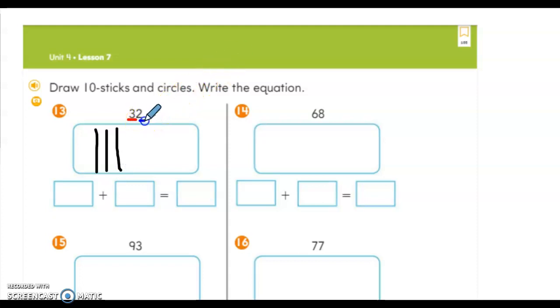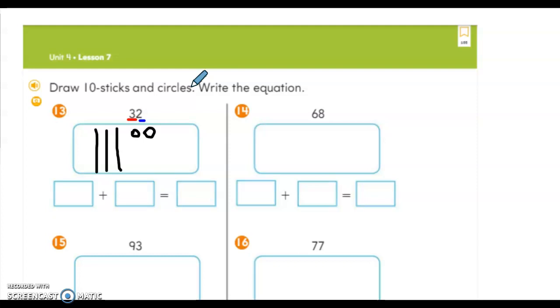How many in the ones place? Yep, there's 2. So now we're going to make our 2 circles. We're going to try and draw really neat so that our picture is easy to read. Good, so we have our representation with 10 sticks and circles showing the number 32.